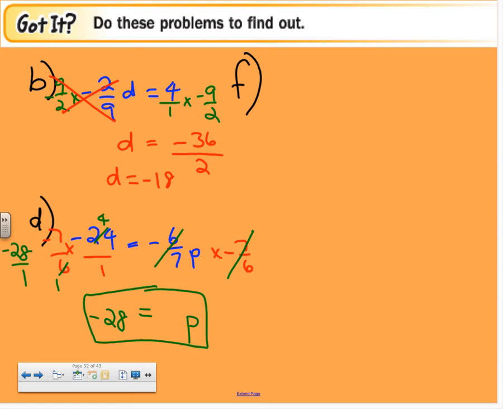You didn't put the negative sign. Okay, I made a mistake with the negative sign, right? Because look, this is negative times a negative, which should be a positive. So this should be positive 28. All right? Good job. All right, last one, F.